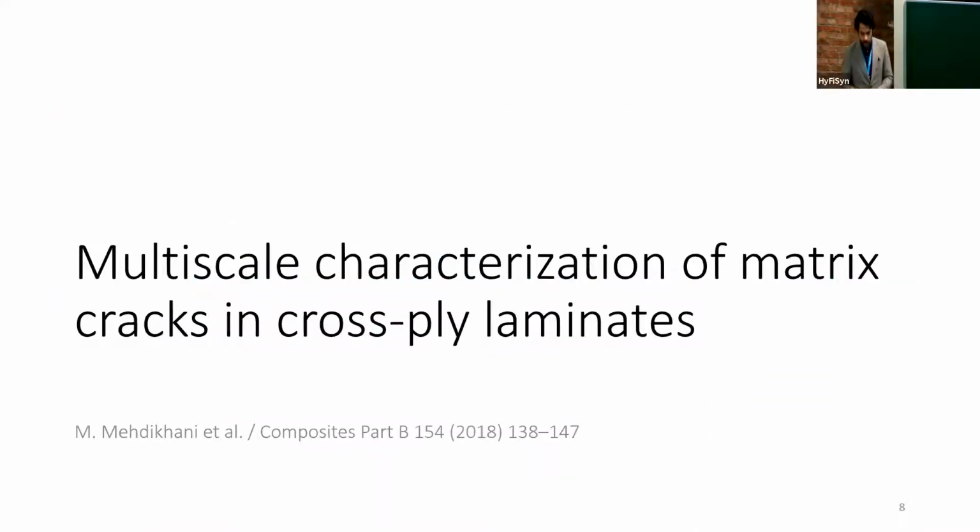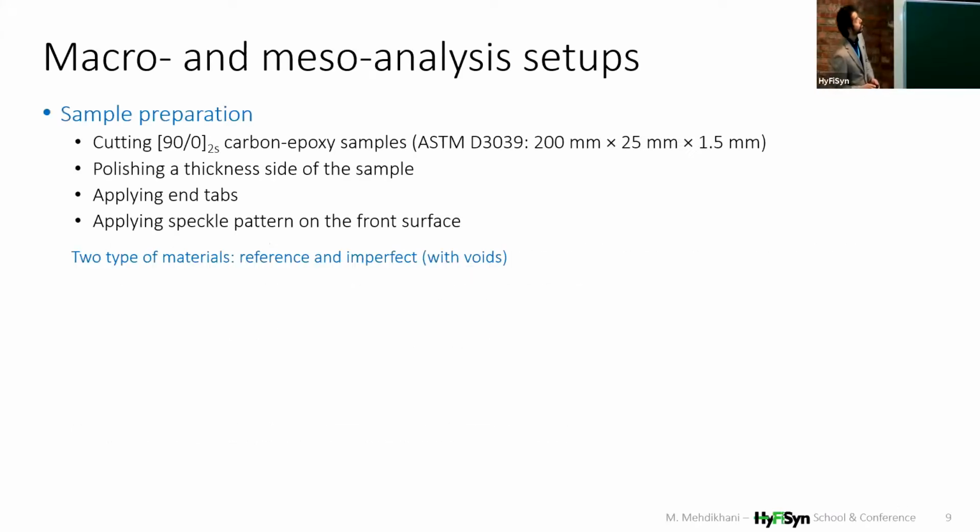But here in this presentation, I'm going to talk about a few, let's say, more exotic applications of DIC. And the first one is characterization of matrix or transverse cracks in multi-directional composite laminates. For example, here we have a cross-ply carbon epoxy material, and we prepare these specimens according to ASTM. So we cut them, we polish one of the edges for further processing, and we apply end tabs, and also we apply a speckle pattern on one side of the specimen.